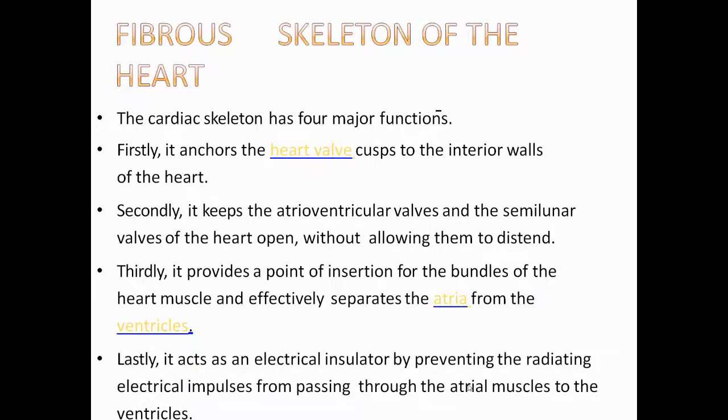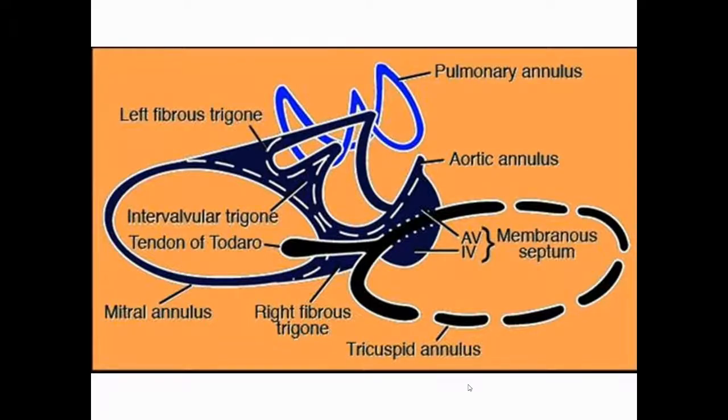The cardiac skeleton has four major functions. Firstly, it anchors the heart valve cusps to the interior walls of the heart, and it keeps the atrioventricular valves and the semilunar valves of the heart open without allowing them to distend. It provides a point of insertion for the bundles of heart muscle and effectively separates the atria from the ventricles. It acts as an electrical insulator by preventing the radiating electrical impulses from passing through the atrial muscle to the ventricle. So you can see here.